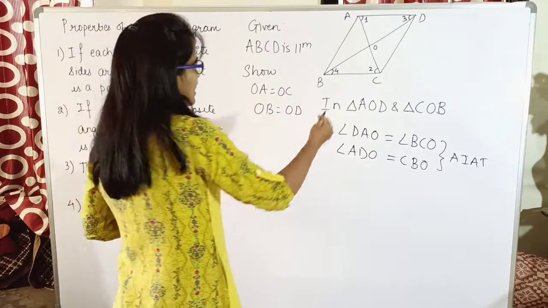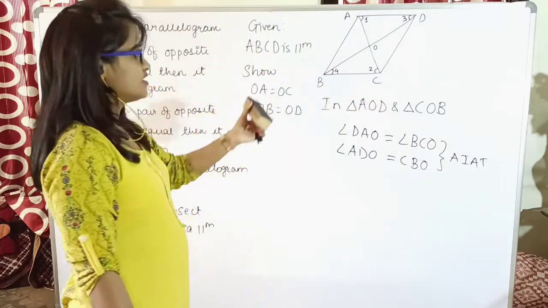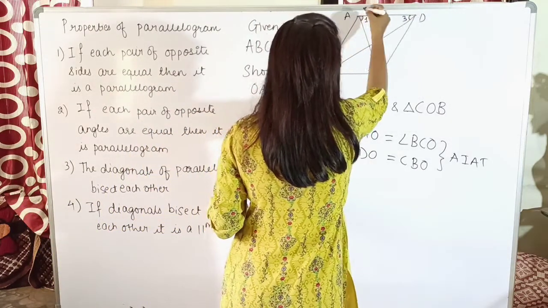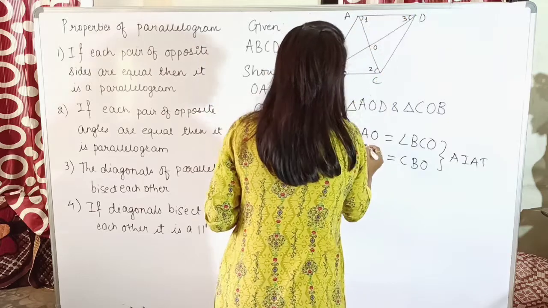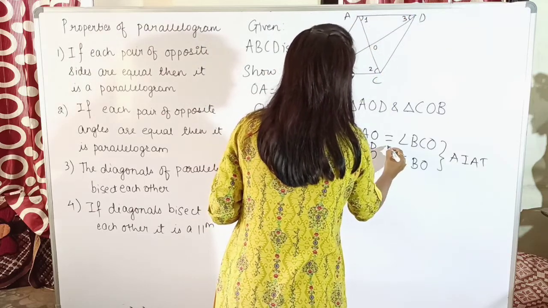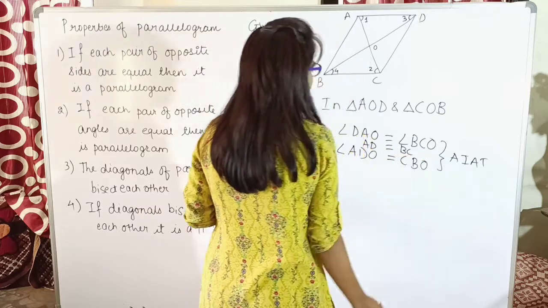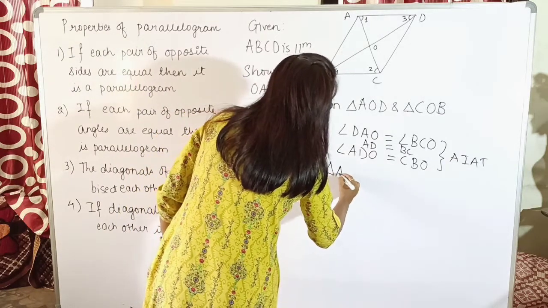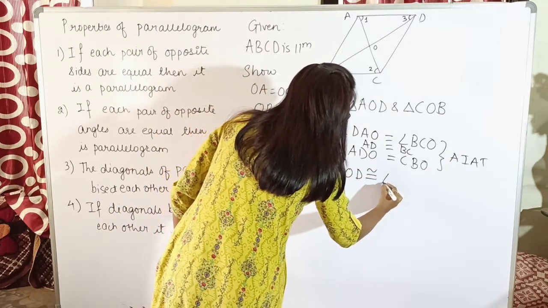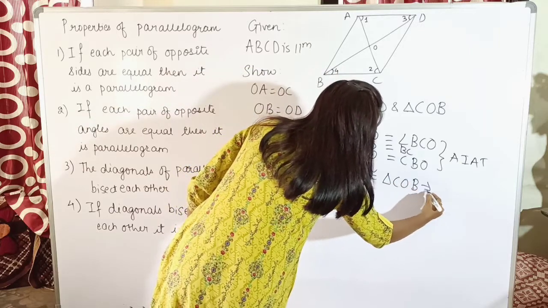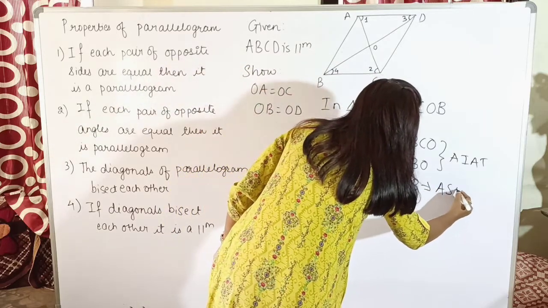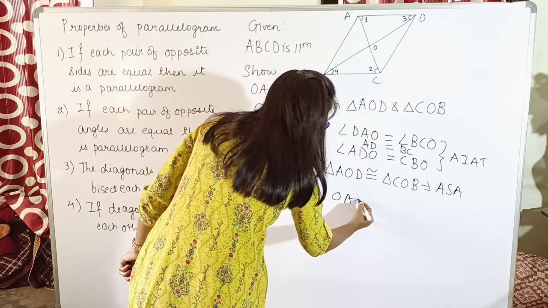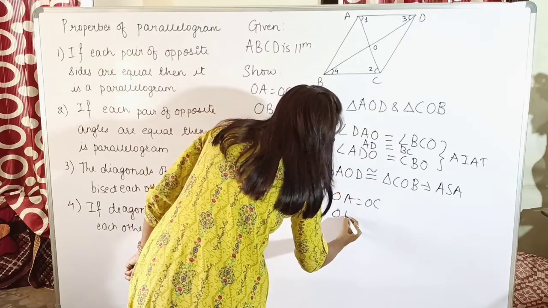Okay, so in this case, I am taking AD equal to BC, because as they have said, ABCD is a parallelogram. Definitely the opposite sides are equal. And that side is an included one. See, these two angles and this side. So I will be writing it in between them, which means AD equals BC. Okay, so as you can see, two angles and the included side, hence I can say triangle AOD is congruent to triangle COB by ASA congruency, and hence by CPCT I can write OA equal to OC and OD equal to OB.